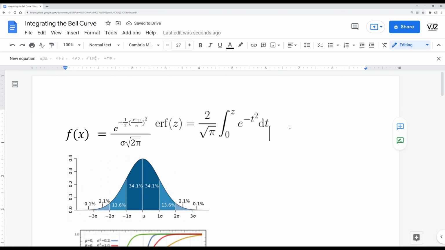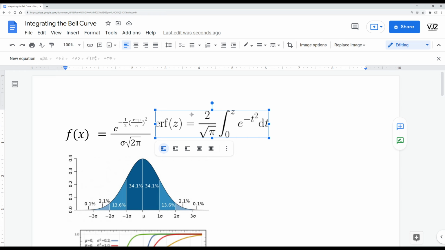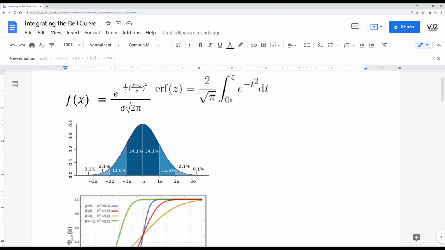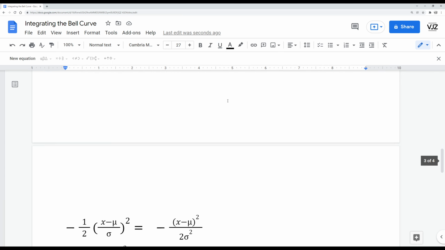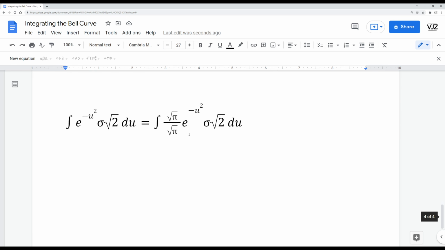This is the error function. It's a pretty famous non-elementary function, which just means that you can't really represent it using any logarithms, exponents, polynomials, or trigonometric functions. So we're just going to call it ERF, because again, there's no other representation of this. So what we can do here is fit this into an error function.